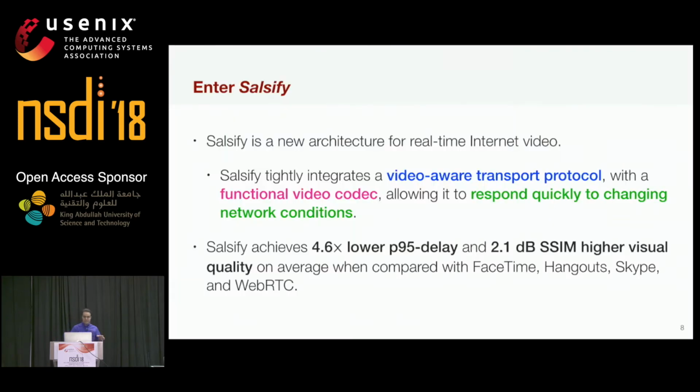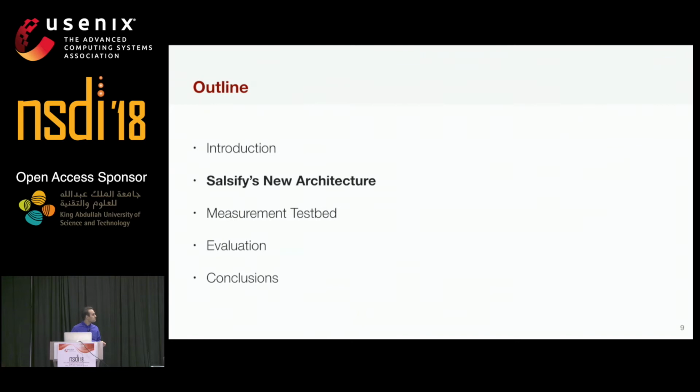So to solve this and problems like that, we designed a new architecture that we call Salsify. It tightly integrates a video-aware transport protocol and a functional video codec that allows the system to respond quickly to the changes in the network conditions, avoiding stalls and glitches. Salsify achieves better delay and better quality at the same time when compared to Skype, FaceTime, Hangouts, and WebRTC with and without a scalable video codec. OK, let's talk about this new architecture.